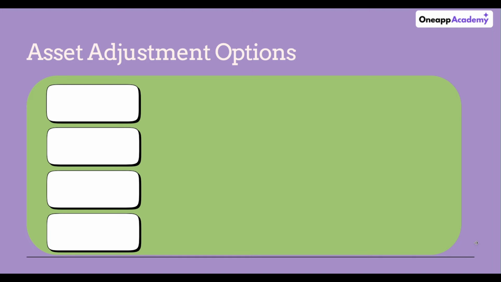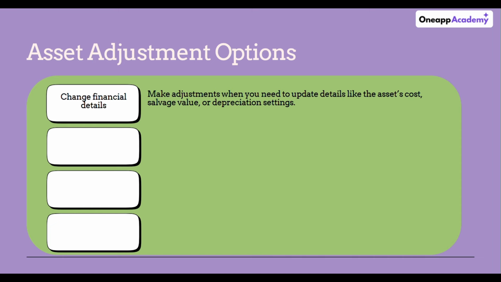Now let's take a look at the types of adjustments. So what do we have first? We have the option to change financial details. So what does that mean? So if we look at the asset cost, the salvage value, or even the depreciation for the asset, sometimes that information needs to change slightly. So in order to go back and change that information to make sure that it's up to date and accurate, we can perform a change of those financial details in Oracle.